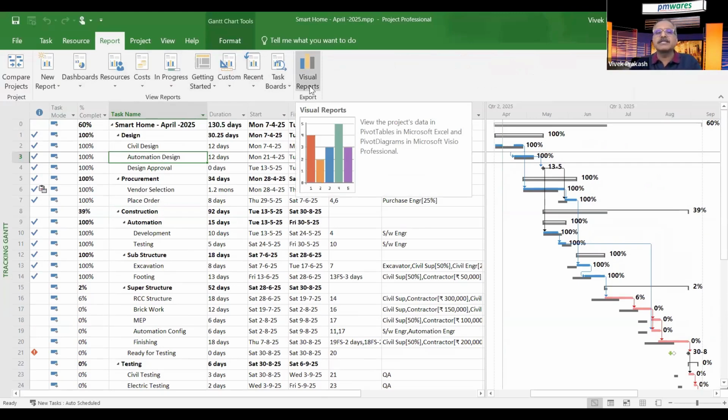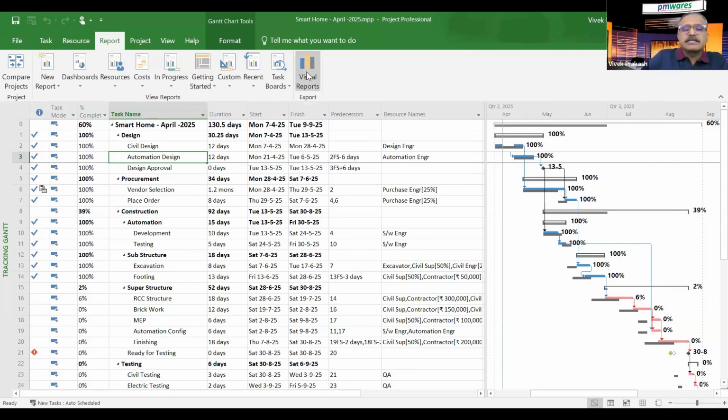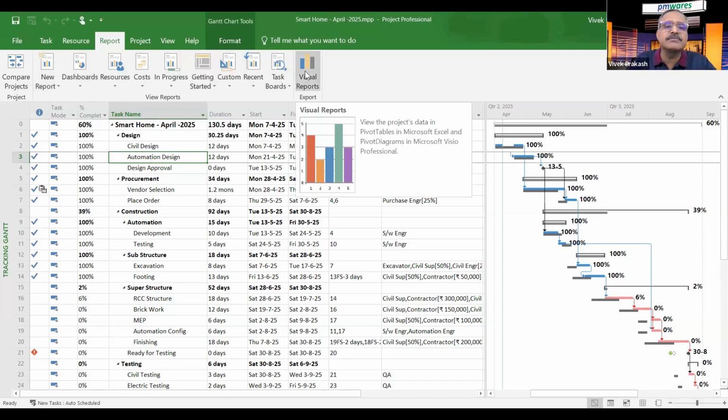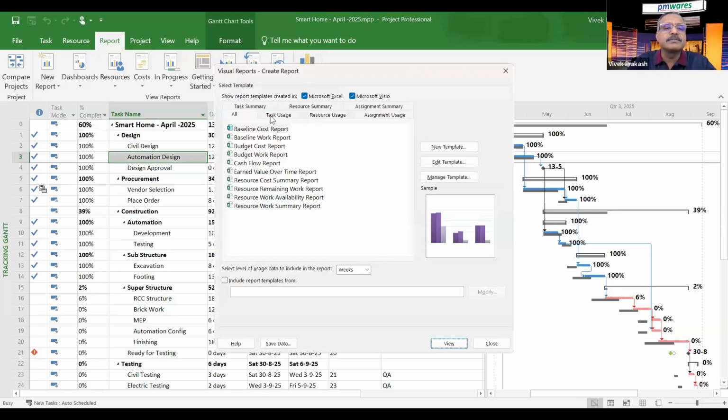Visual reports are generally reported in Excel, and these are embedded reports. So we'll just see this first and then we'll look at the other things. Remove the visual, we'll see the Excel one. Look at the baseline cost report.